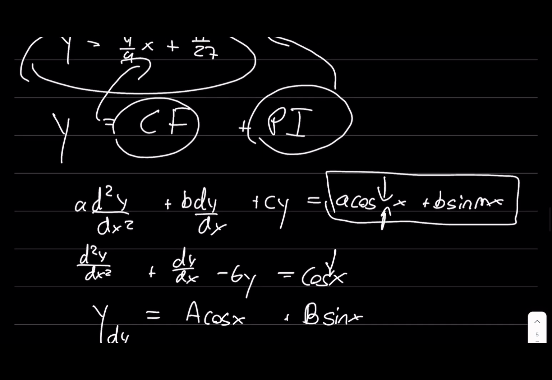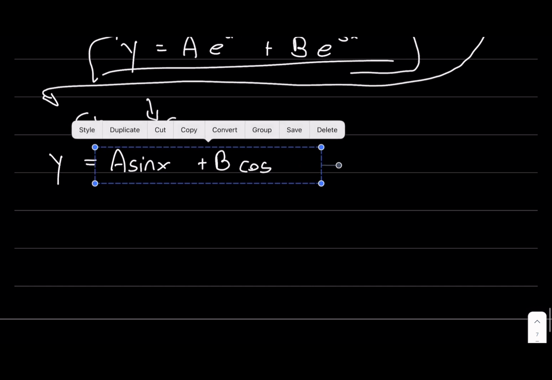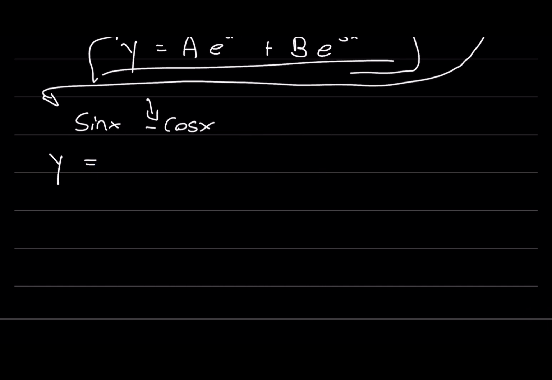I use a cos x plus b sine x. So I'll use that one again because sometimes I get confused. I don't think it really matters, but just to keep everything the same: a cos x plus b sine x.